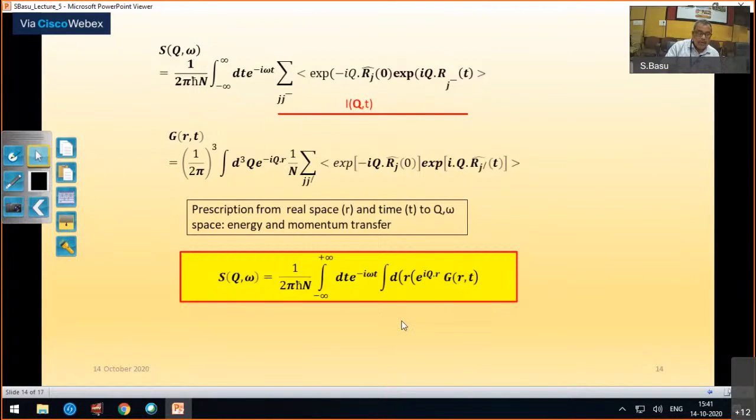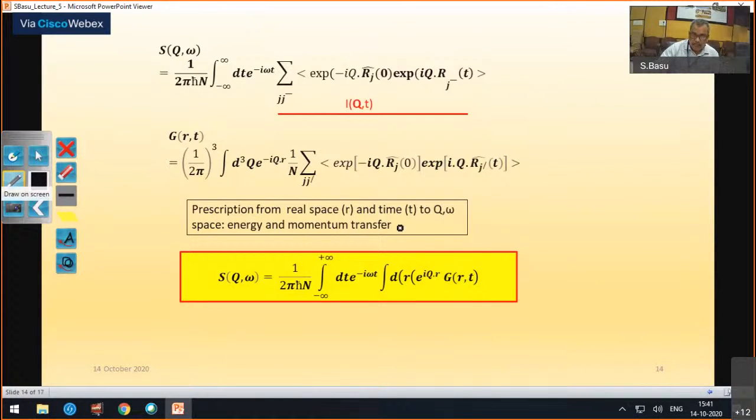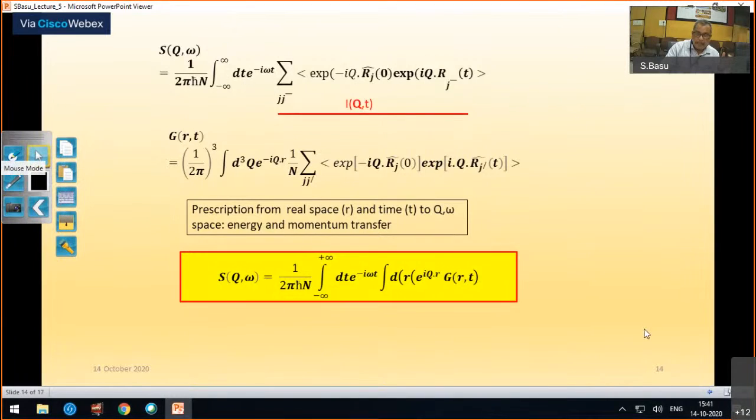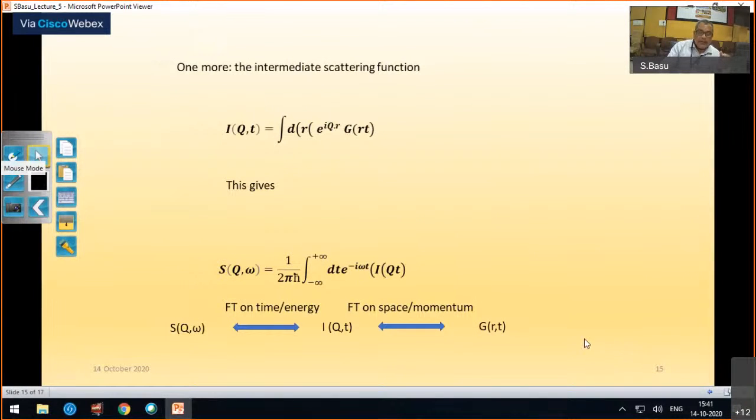And my attempt is to get back at how the function behaves in real space and time. When I say space, it's structure. When I say time, it is dynamics in the system. So I will introduce one more step, because the double Fourier transform I'll break up into two Fourier steps. One is that I define an I of q t, which is a transform.